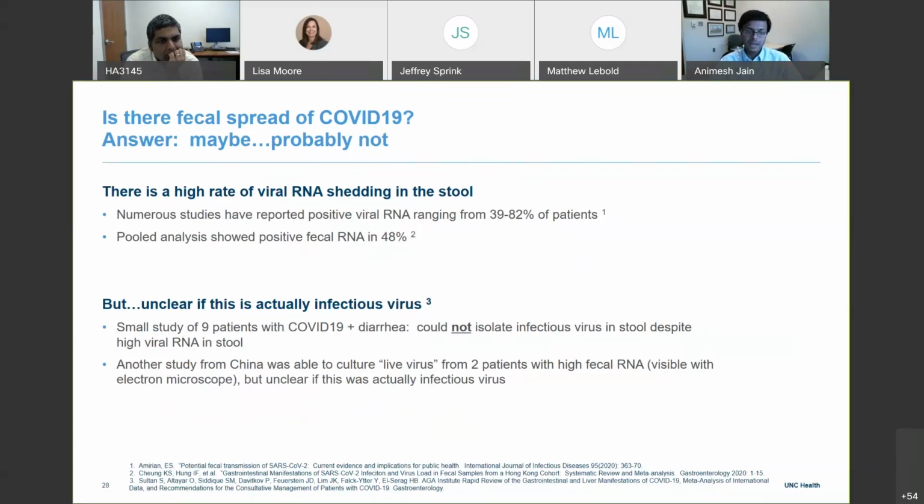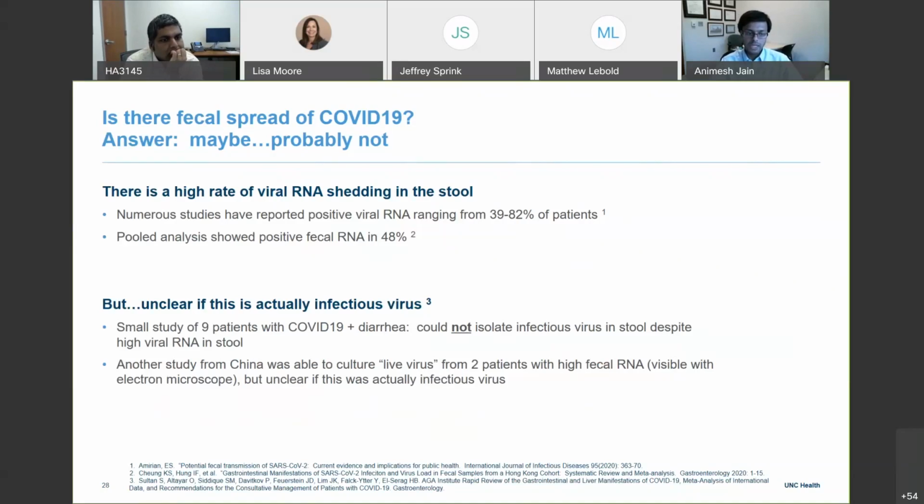So these were patients who had diarrhea, had COVID-19, had high viral RNA. They could not isolate actual virus in these 9 patients. There was another study from China where they looked at 4 patients with diarrhea and fecal RNA. They reported that in 2 of those patients, they were actually able to culture, quote, live virus.